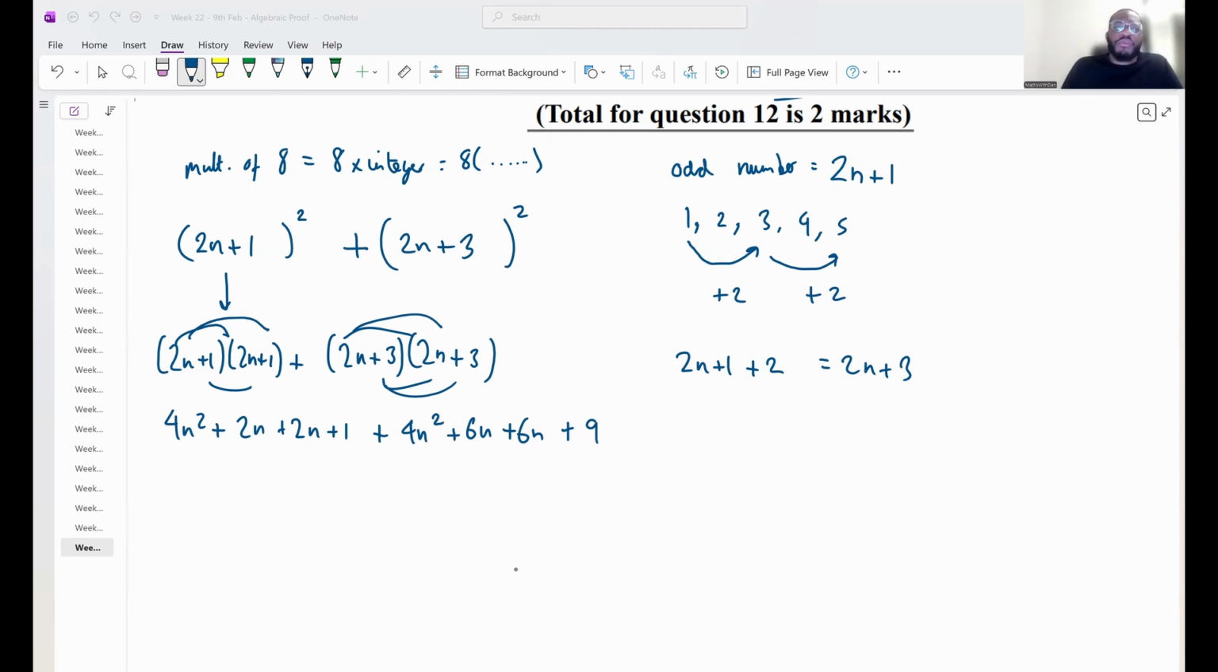And then what do I do from here? I've expanded, so I'm going to simplify now. I've got 4n squared plus 4n squared, that's 8n squared. Then I've got 2n plus 2n, that's 4n, and then 6n plus 6n, that's plus 12n. And then I've got plus 1 and plus 9, which is plus 10. Now I can simplify a bit more. I'm going to have 8n squared plus 16n plus 10. Do you guys agree?